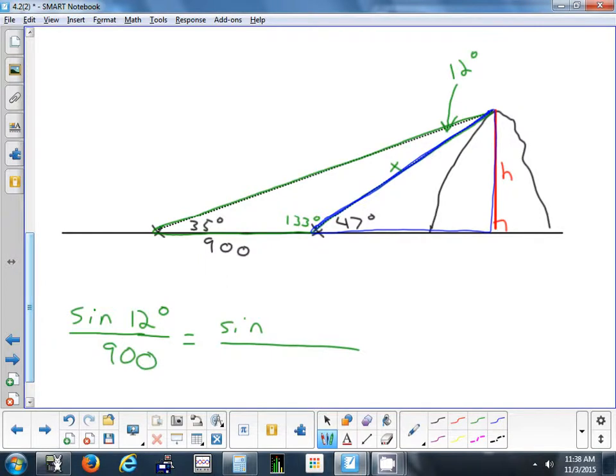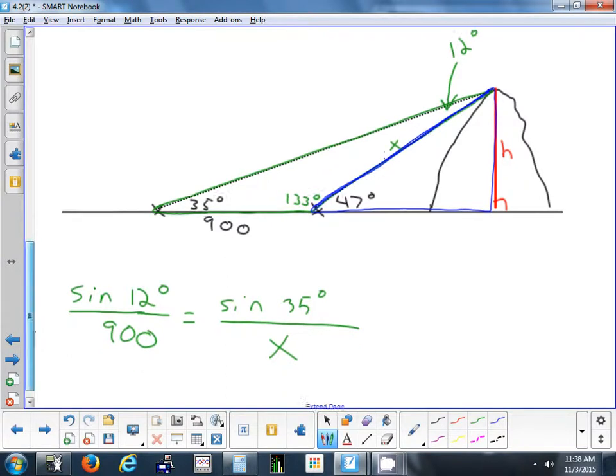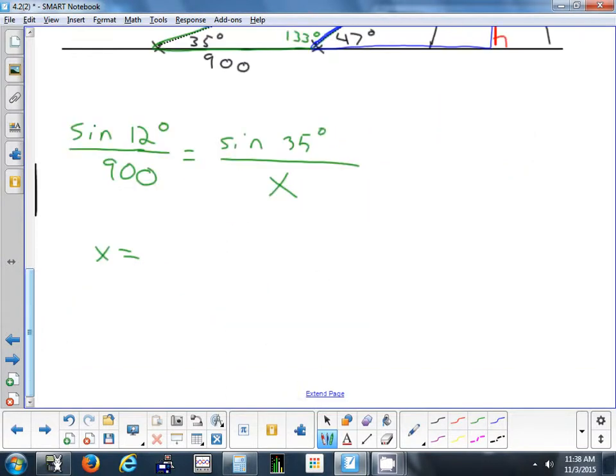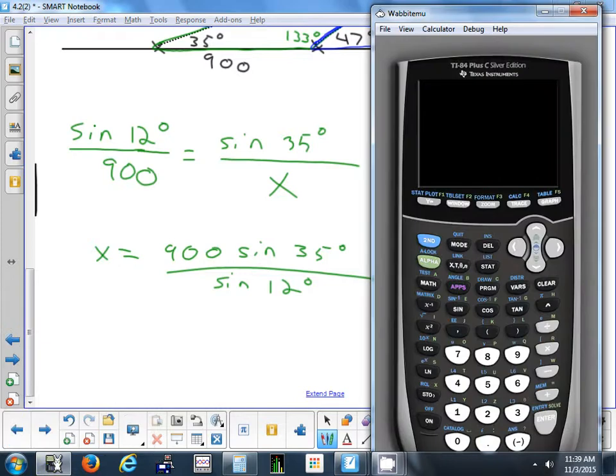Okay, and now I want to find side x. So I got to use the angle that's across from that side. What's the angle that's across from side x? 35. Now we could use A, B, or C if you want. I used x. Okay, and now solve for x. So it's going to be 900 sine 35, divide by sine 12. Okay, let's see what we get for x.